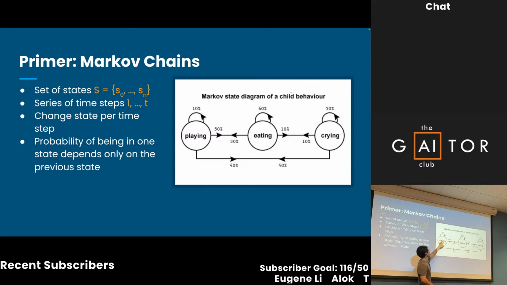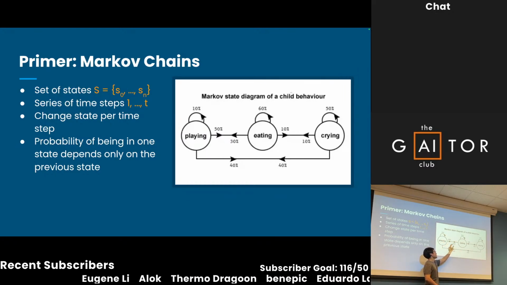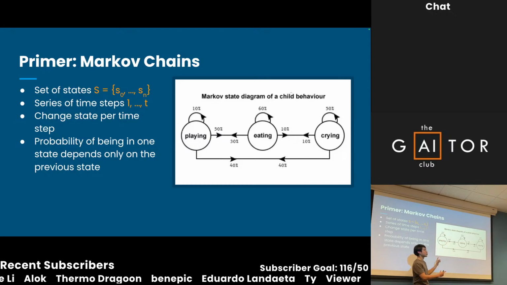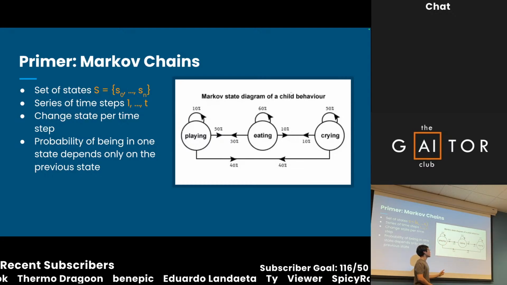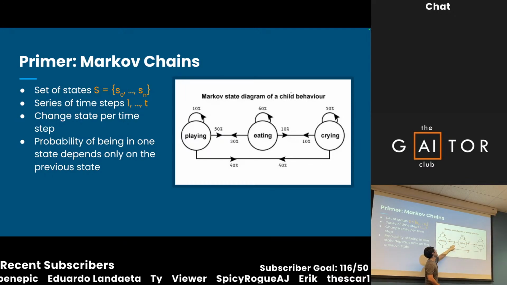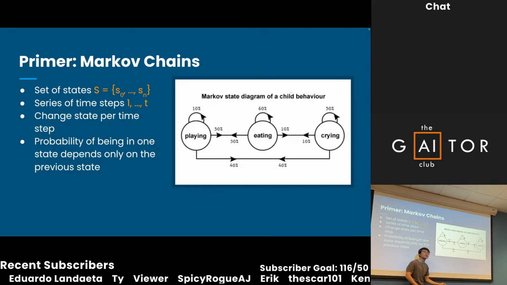For example, if I'm at the state playing, then there's a 40% chance that at the next time step I'll be in the state crying. There's a 50% chance that at the next time step I'll be in the state eating. And a 10% chance that in the next time step I'll be playing again. So this is a visual representation of a Markov chain in which at any given time step, I'm going to transition into one of the other states with probabilities given by these edge probabilities. Does that make sense? Great.